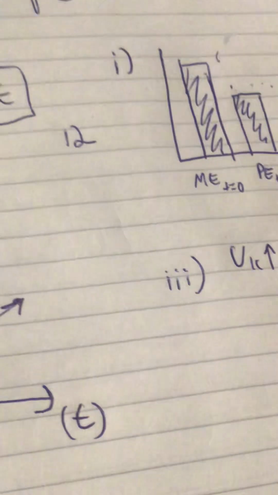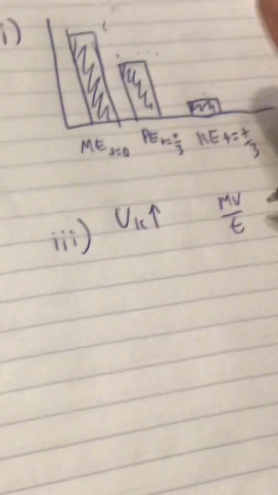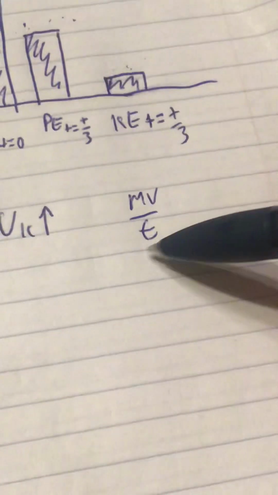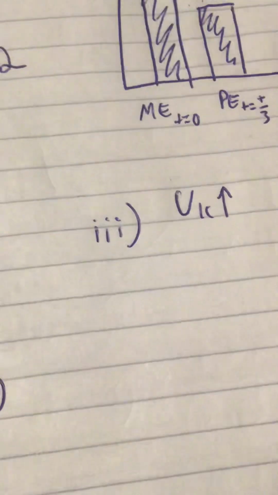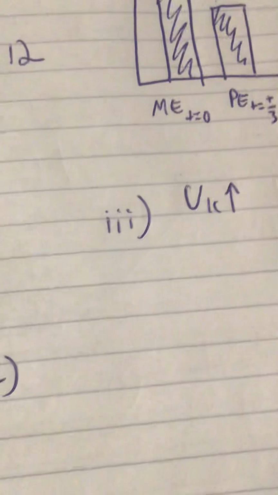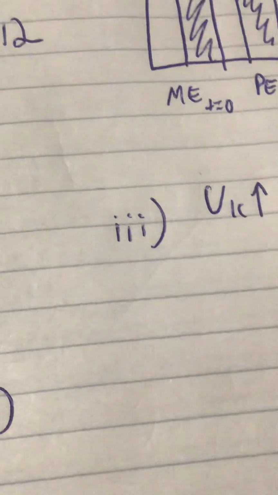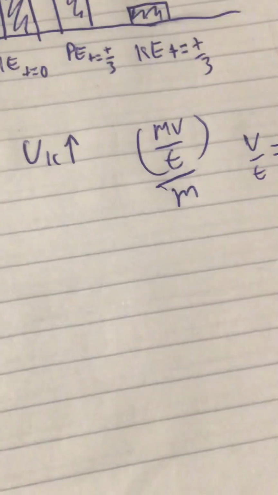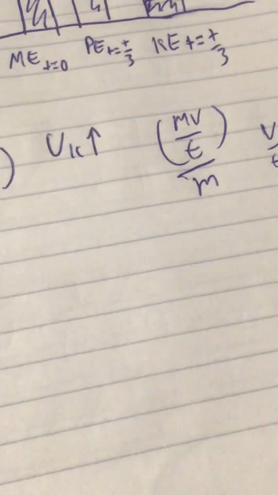So it would be mv over t is what this slope is. The slope is mv over t. If we divide the slope by m, then we would just have a v over t, which would also be a. So the slope divided by the mass is equal to our acceleration.